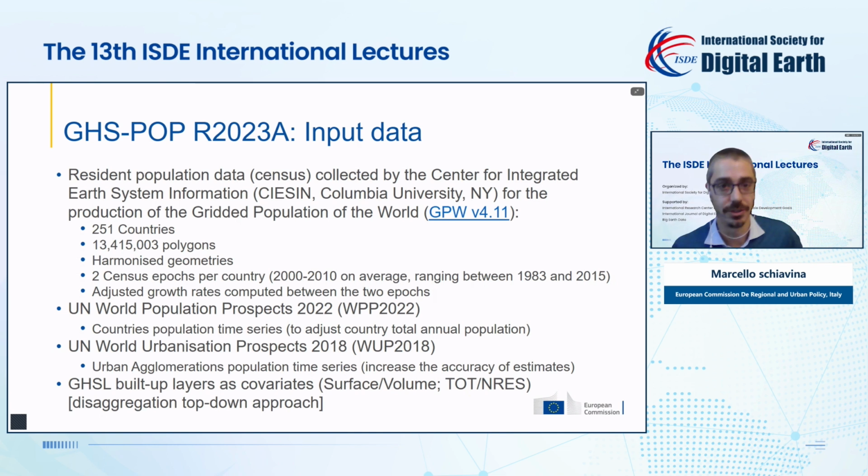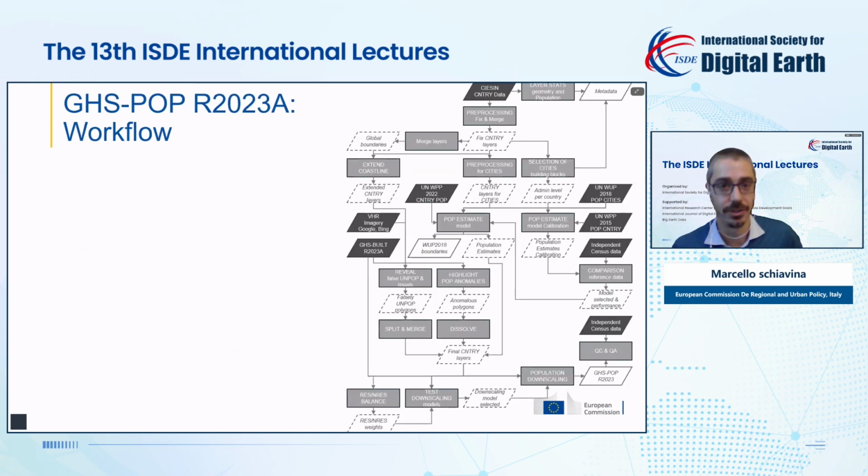Then we used the World Population Prospects 2022 to reconcile the total country's population to the UN multitemporal country statistics, and the World Urbanization Prospects 2018 to exploit the time series of population in cities and urban agglomerations. Finally, the last inputs are the GHSL built-up layers as ancillary layers for the top-down disaggregation method. This is the detailed workflow we developed. Well, you can check the detailed steps in the PDF presentation shared after this lecture or in the paper.